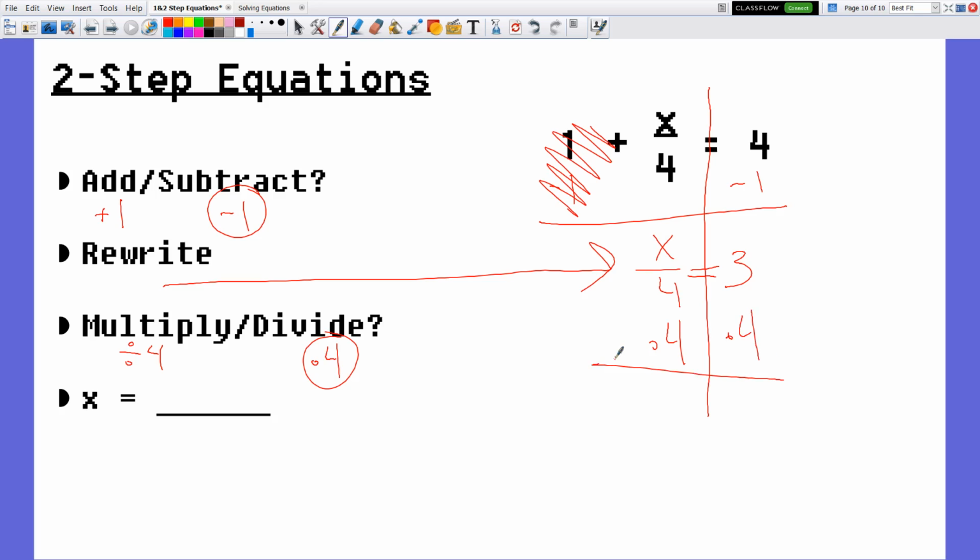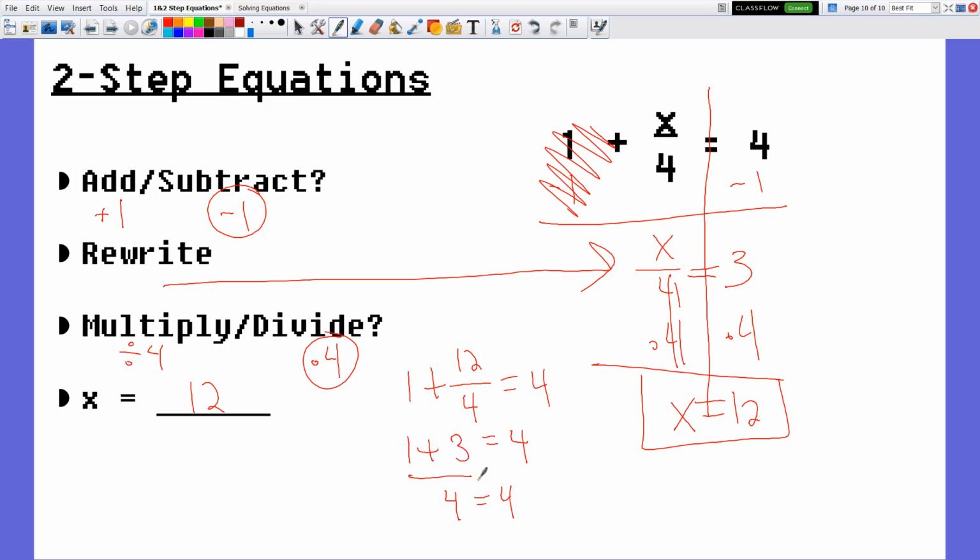So I cut something into 4 pieces. That means I have 1/4 4 times. 1/4, 1/4, 1/4, 1/4. Giving me 4/4, which is the same thing as 1. There's my 1x right there. So 3 times 4 is 12. Cool. All right. So apparently I cut 12 up into 4 pieces and then added 1 to it. Let's see if that's true. I'm going to go ahead and put 12 in for x. So 1 plus 12 divided by 4 equals 4. Division comes before addition, so I'm going to do the division first. 1 plus 12 divided by 4 is 3. 1 plus 3 is 4 equals 4.